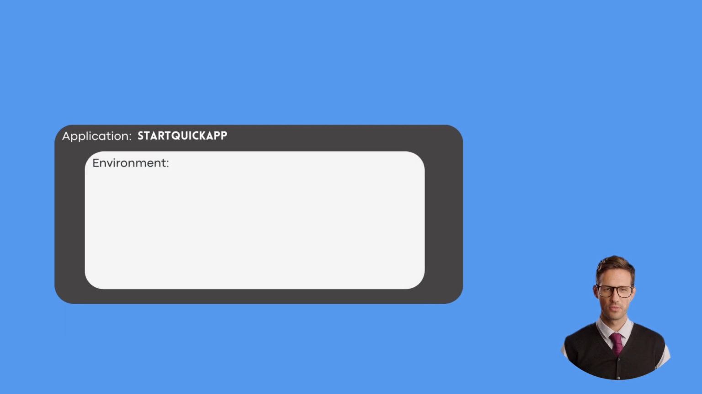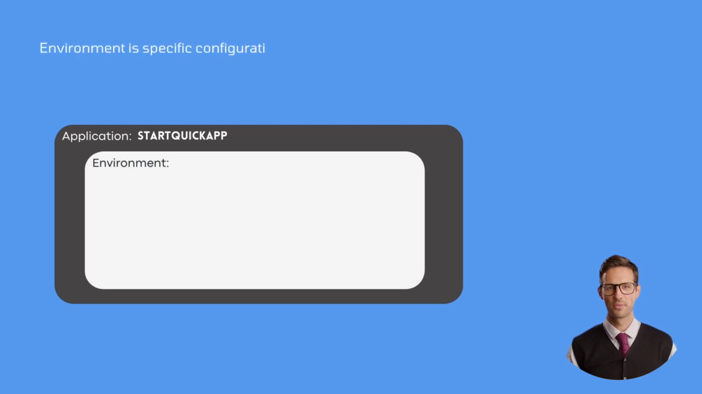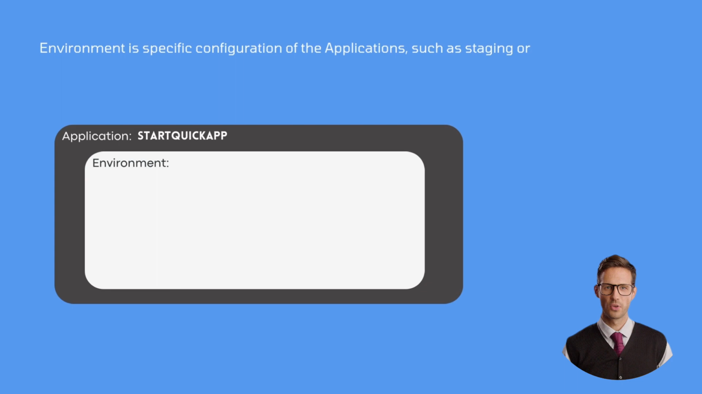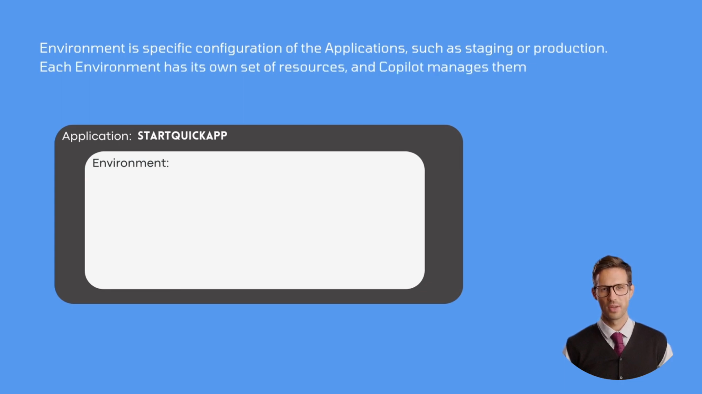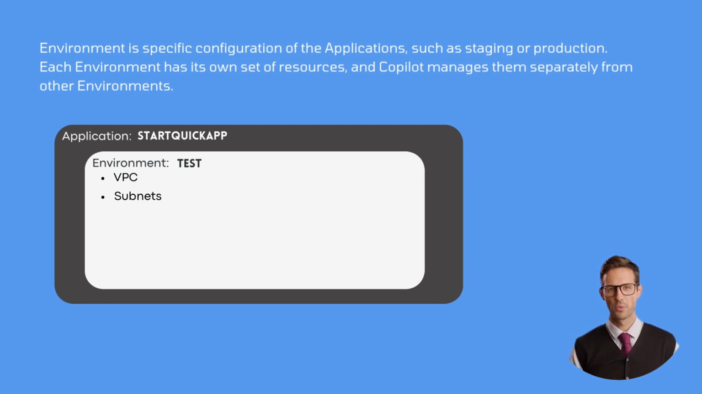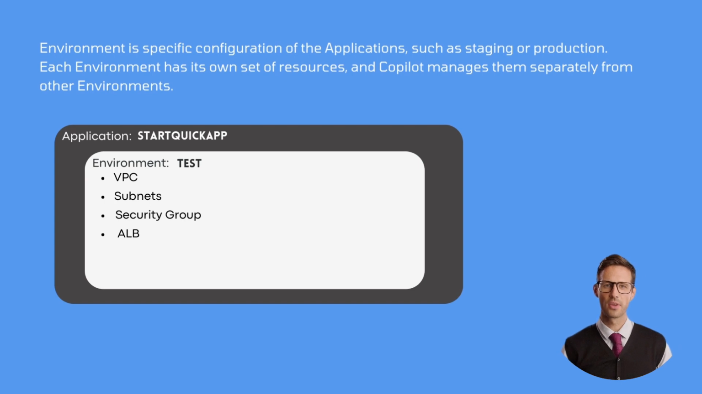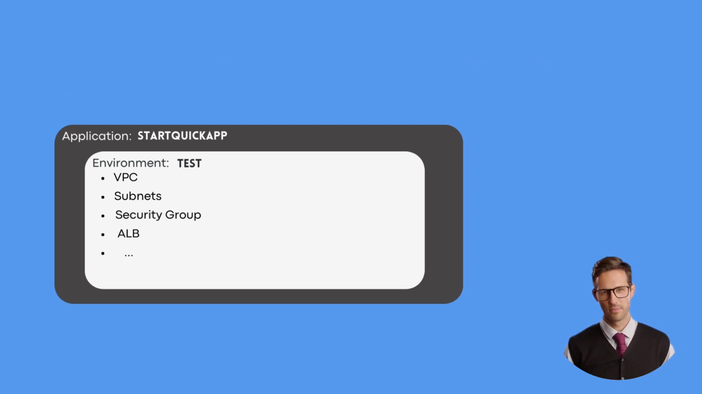Environment. An environment is a specific configuration of the application, such as staging or production. Each environment has its own set of resources, and Copilot manages them separately from other environments. In our examples, our test environment includes a secure network such as VPC, subnets and security groups, an application load balancer, and some other resources.